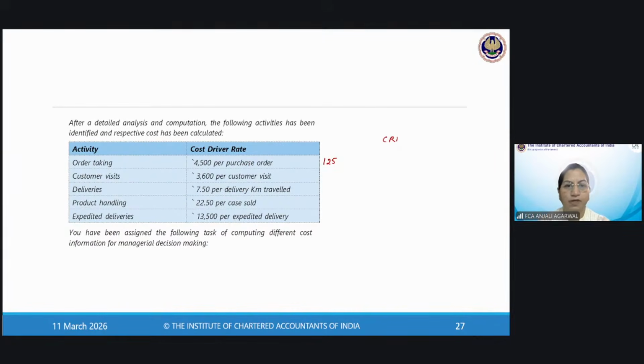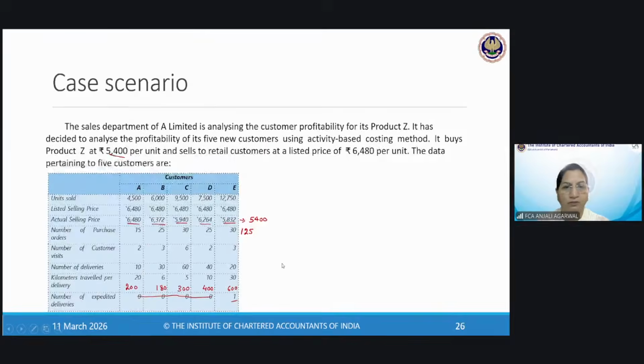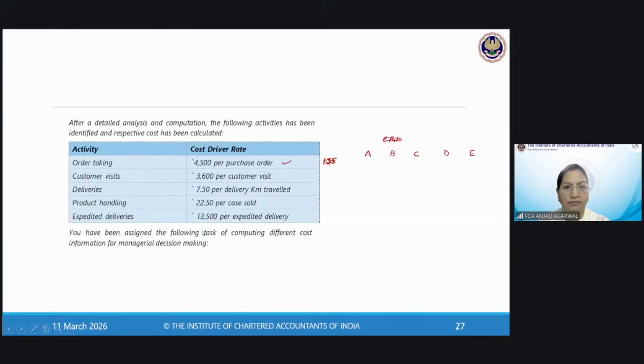okay, 4,500 cost driver rates are given. Cost drivers are not given, cost driver rates are given. So we don't need to calculate the cost driver rates. We only needed to apply it to A, B, C, D, E at the rate of 4,500 per order. So how many orders? 15, 25, 30, 25, 30.